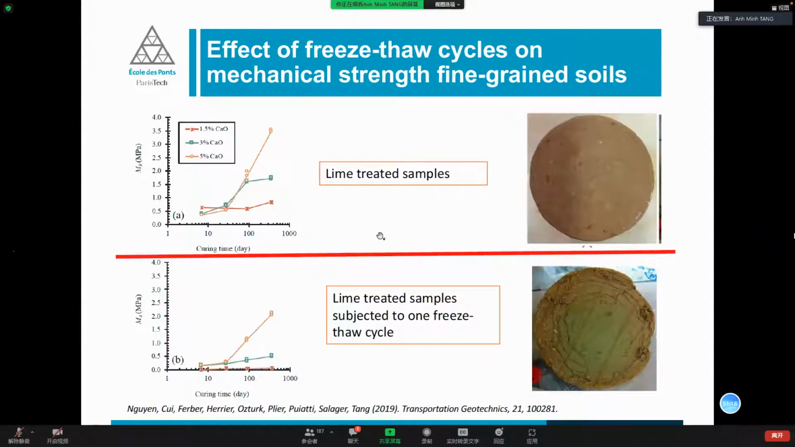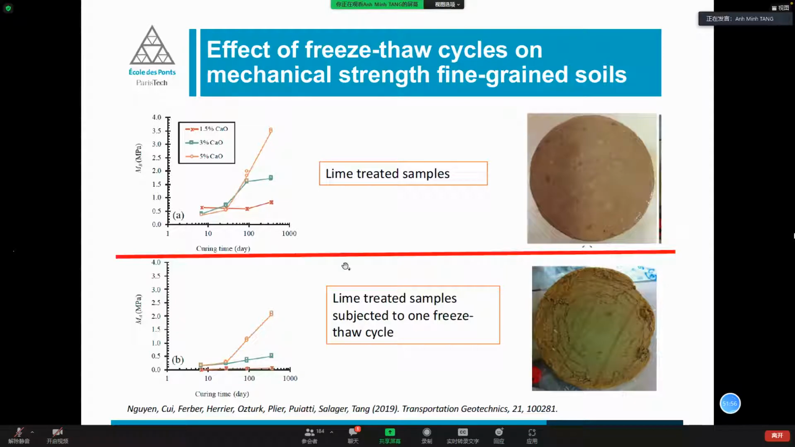So what we did recently is that we performed tests at the sample scale only. So this is the lime-treated sample. Here we treated a clay soil at different lime contents, and then we performed the unconfined compression test on the strength of the soil. So it's standard to know that with the increase of curing time and the increase of lime content, we can have higher unconfined shear strength on this sample.